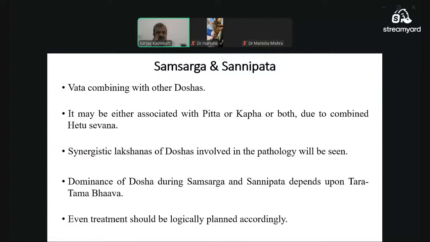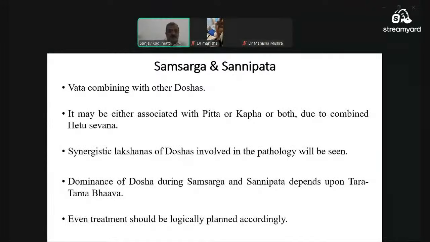If anybody is interested in a question, you can type in the message chat box. Is there Sannipata Gulma or something else Gulma? And is there Sannipata Udara or something else Udara? There are two diseases where Charaka uses a different word for Sannipata Gulma and Sannipata Udara. If you're interested, you can type. I can tell it when it comes to the concept of this one. What is the difference between that and this?